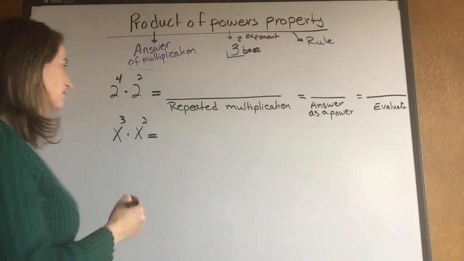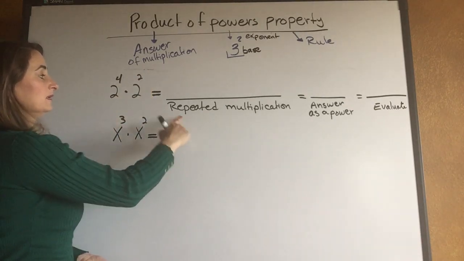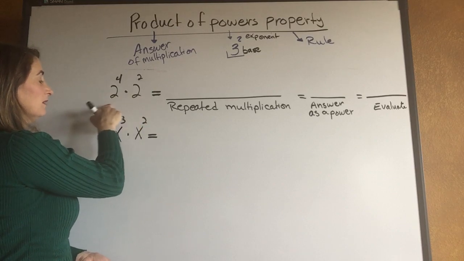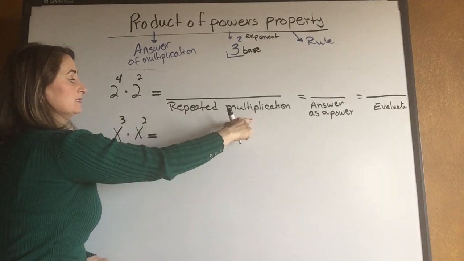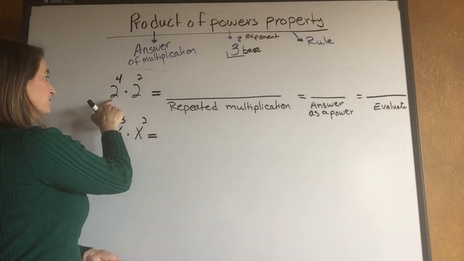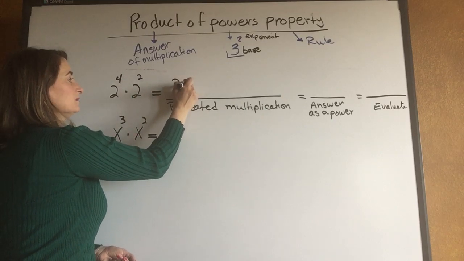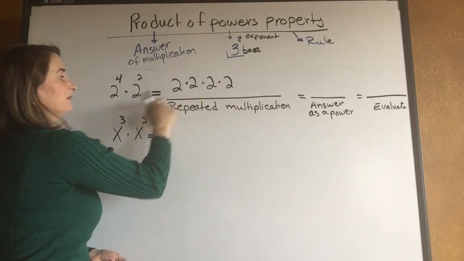So look at the first example. 2 to the power of 4 times 2 to the power of 2. Those are two powers, and I need to find the answer of multiplication, which is called the product. For me to do that, let's start with repeated multiplication because exponent is repeated multiplication. 2 to the power of 4 means 2 times 2 times 2 times 2. That's the 2 repeated 4 times.